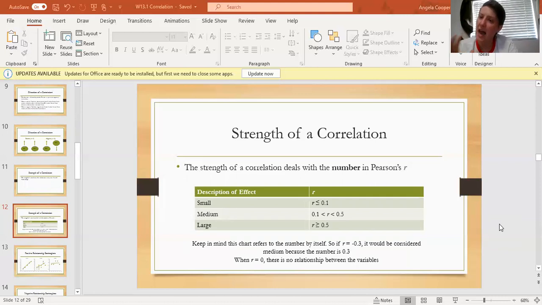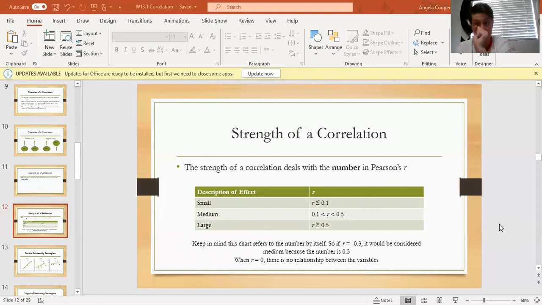Where the directionality of correlation was whether you have positive or negative, the strength is referring to just the number itself. So if you have a 0.5 or a 1.0 or a 0.25, the strength is referring to the number itself. Now this is similar to Cohen's D, in that it has a threshold. And when you're determining the strength of correlations, you don't worry about the positive or negative.